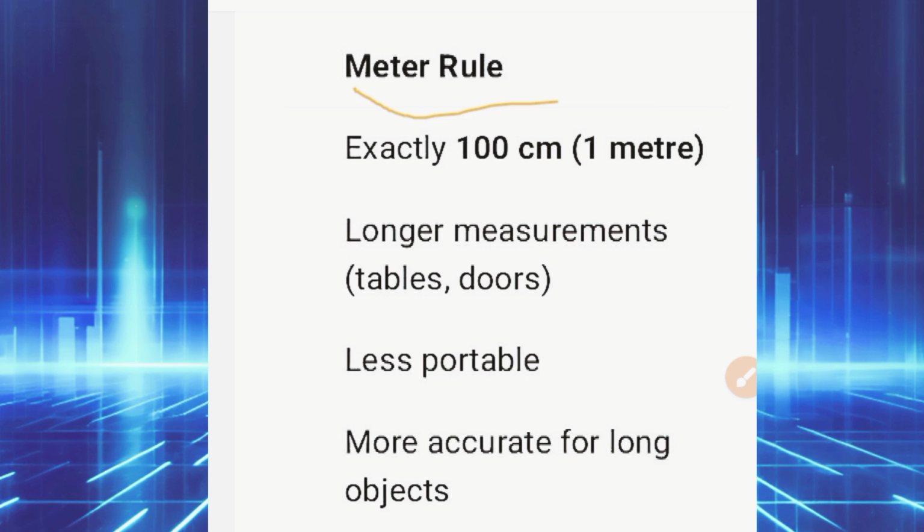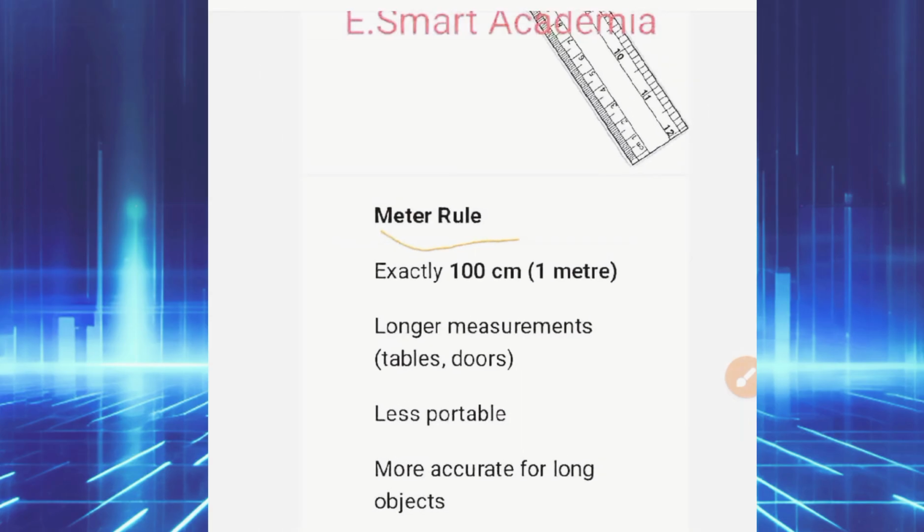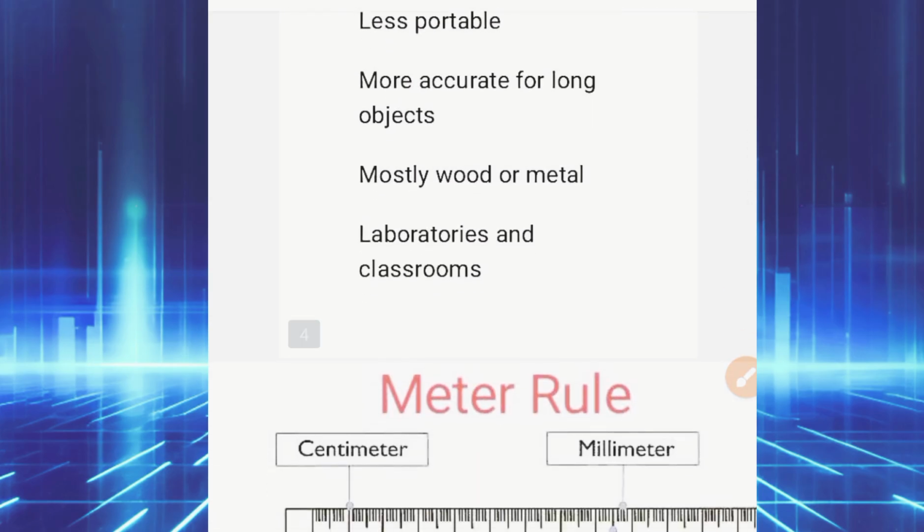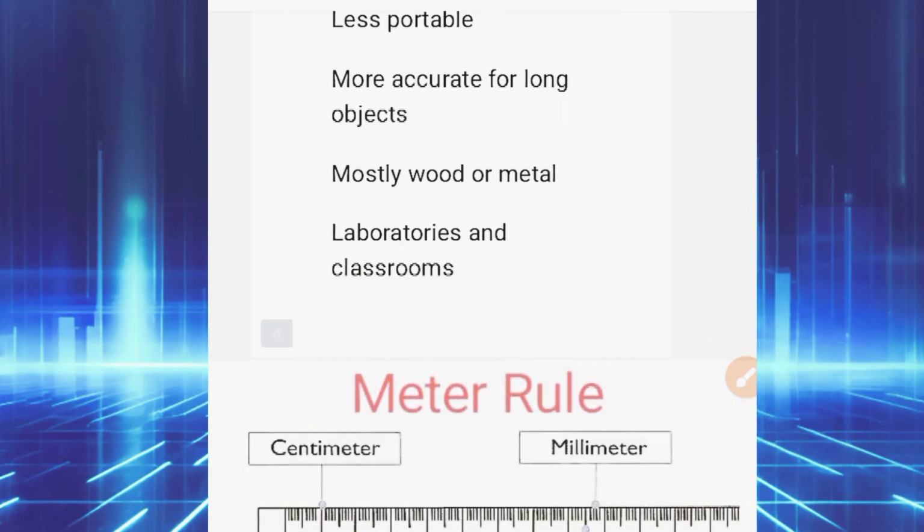It is mostly wood or metals. In the laboratories you can see them, even in the classroom you can see them. So that is for meter rule. This is the diagram of a meter rule. You can see it, right?